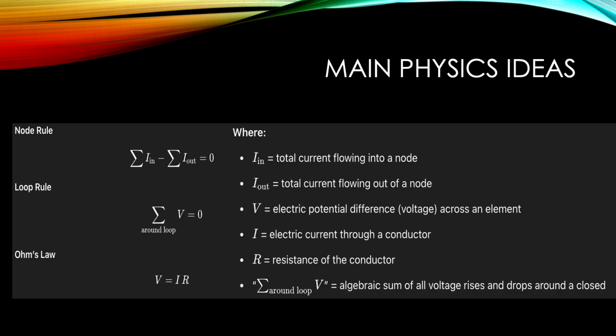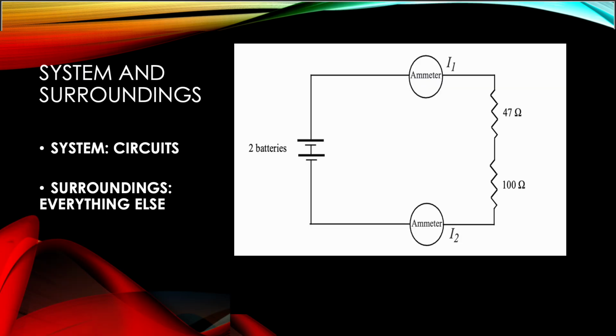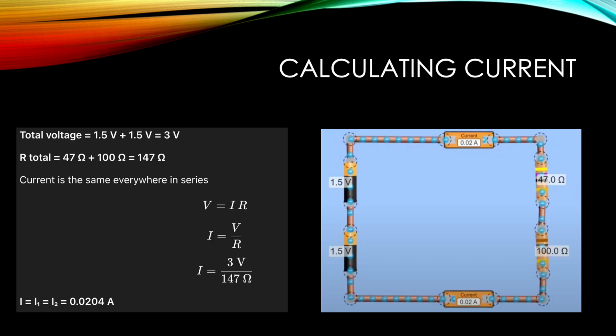In this slide, I have better explained the main physics ideas used and the formulas, in order of what I was talking about. The system in this experiment was the circuit, while the surroundings were everything else. I then simulated the circuit on a website online, and through my calculations I was also able to find that the current passing through each of the resistors is 0.0204. And this is proven by the online simulation too.